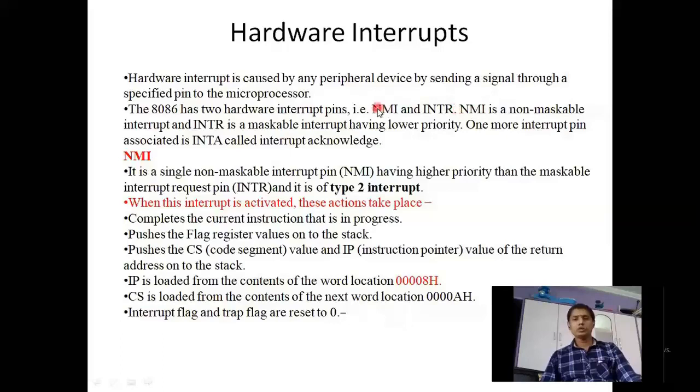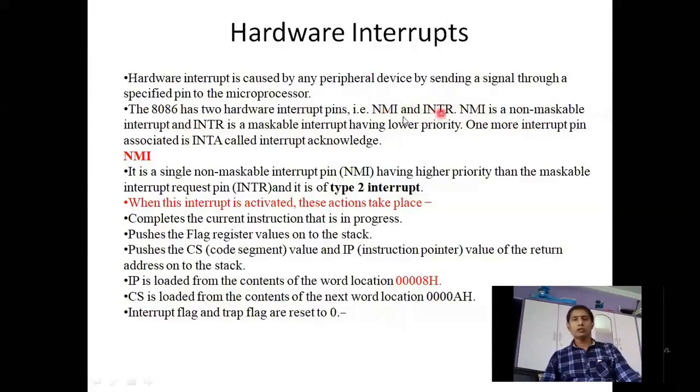In these two, NMI and INTR, NMI is a non-maskable interrupt and INTR is a maskable interrupt having low priority. So which interrupt has the highest priority? NMI has the highest priority, whereas INTR, the interrupt request, has low priority.